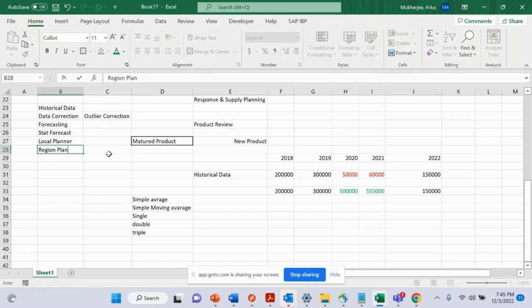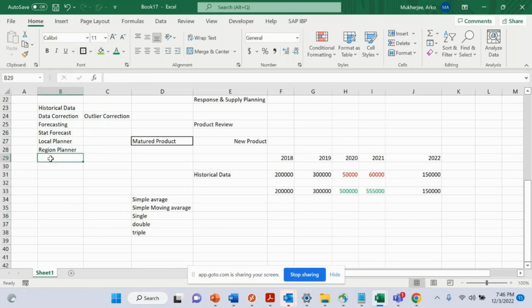So as a region planner, I may think that whatever data my local planners have entered is not correct. I can do more or I can do less business, because obviously keeping the stock in the present scenario is not a good option, because if we are going to keep the stock, then there are stock keeping charges as well. So to optimize all these things, I need to be focused, I need to be more accurate when I am giving the forecast in the system.